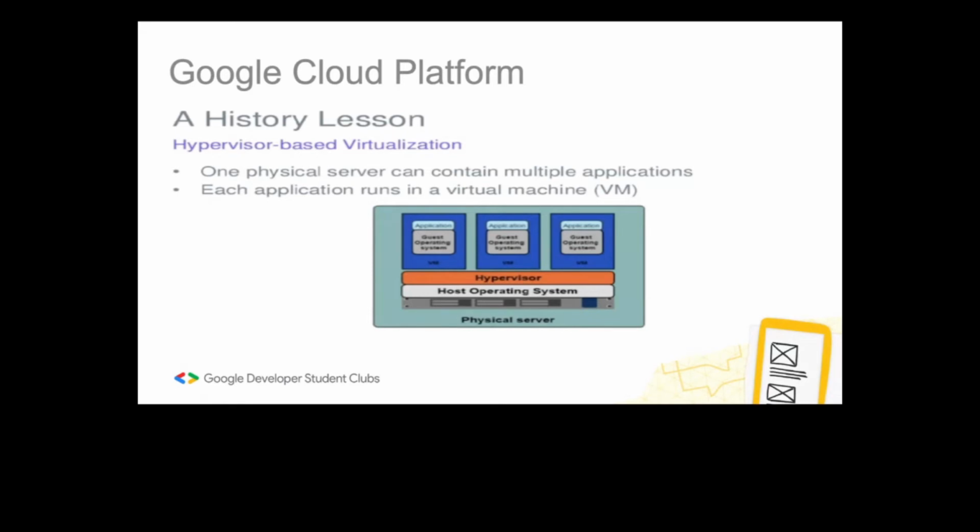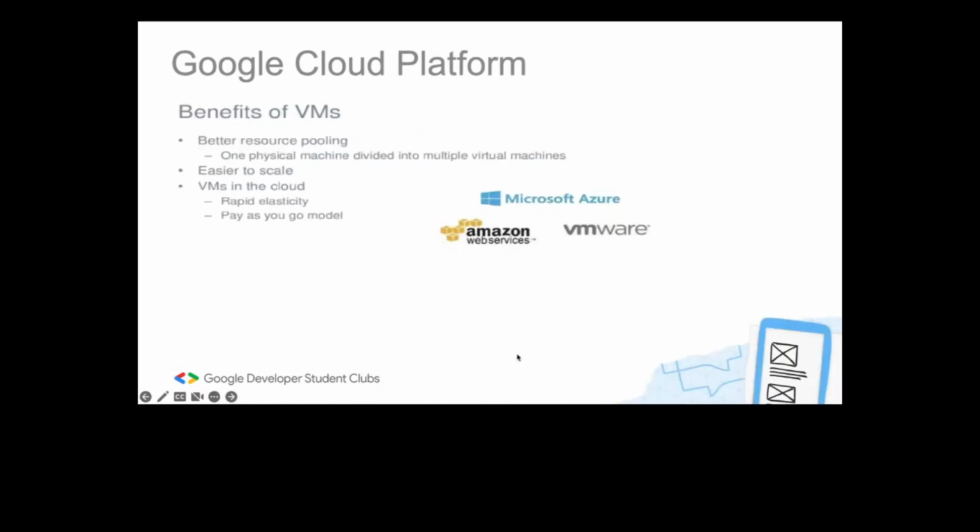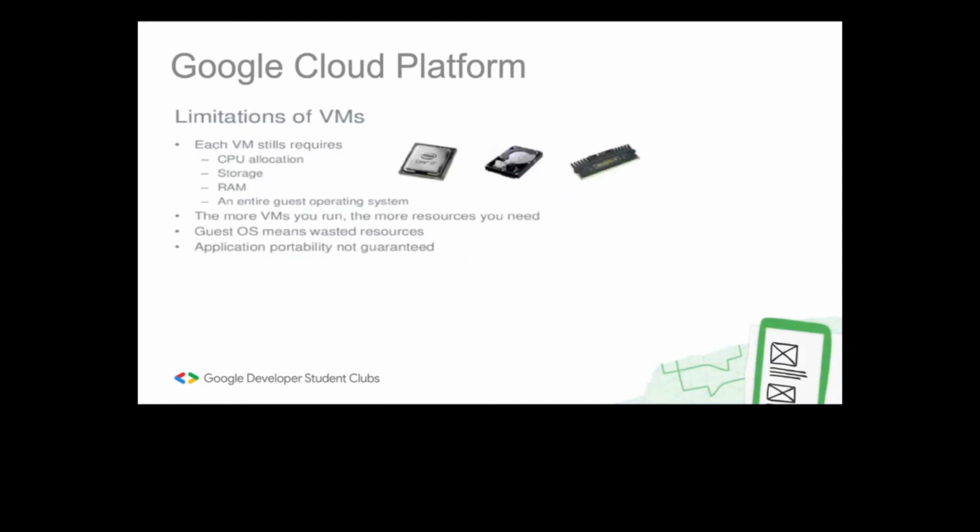Then came hypervisor-based virtualization. What it does is it provides multiple VMs inside a physical server, with a guest operating system in each of those. The benefits are better resource pooling and easier scaling, but there are still limitations, related to the fact that the guest OS means wasted resources. The more VMs you run, the more resources you need, and portability is not guaranteed.